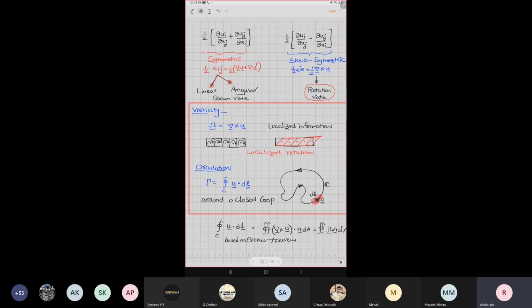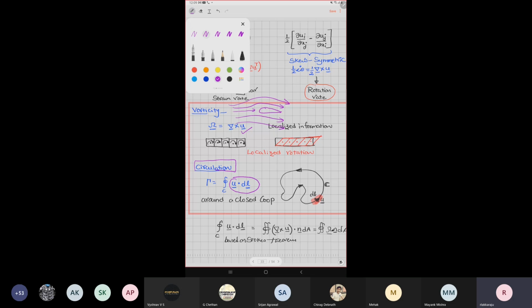There is a global effect of this vorticity, what we call circulation. Again, another mathematical term. You take your U and integrate around a certain closed path. Closed path means maybe this is the aerofoil. Flow comes in this direction and passes over that aerofoil.